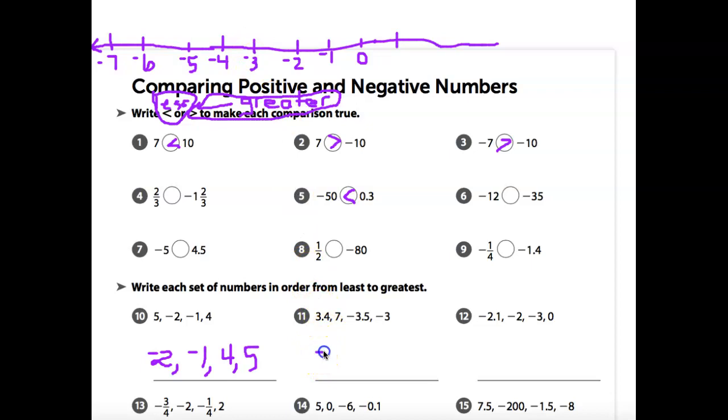So -3.5 is the smallest. Then -3. Next we have +3 and 4/10. And then we have 7.